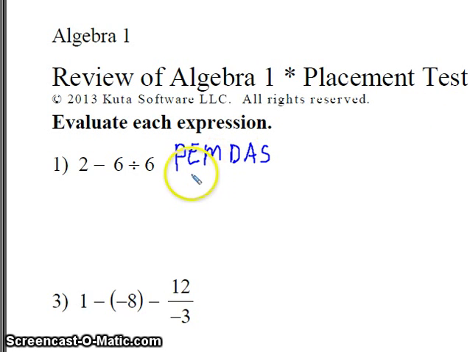We're going left to right here, and then adding and subtracting, we're going left to right also. Multiply and divide is left to right, and adding and subtracting is left to right. So we would want to wait on this subtraction here and do the division first. So 6 divided by 6 is 1. So this problem is really 2 minus 1, or 1. That gets a little tricky for some people because they want to subtract first. So be careful with that.